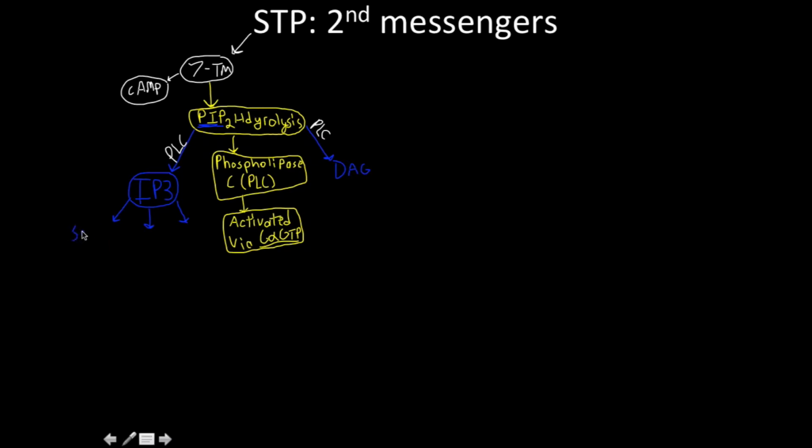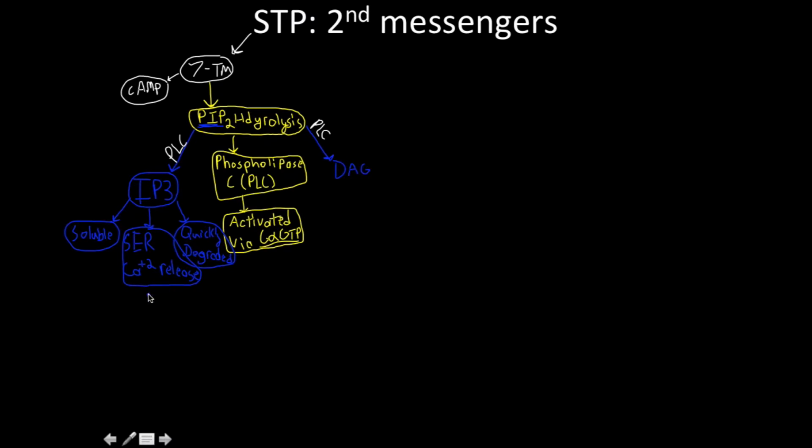This is soluble, so it's going to be floating around in the cytoplasmic spaces. It is very, very short-lived. It's going to be quickly degraded and broken down by other enzymes. What's most important about it, as far as its effector function, is that whenever it binds to the smooth endoplasmic reticulum, it causes calcium ions to be released.